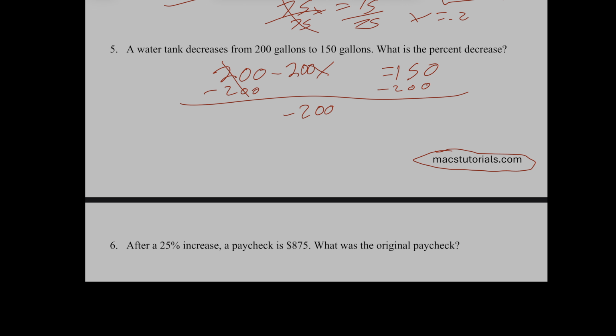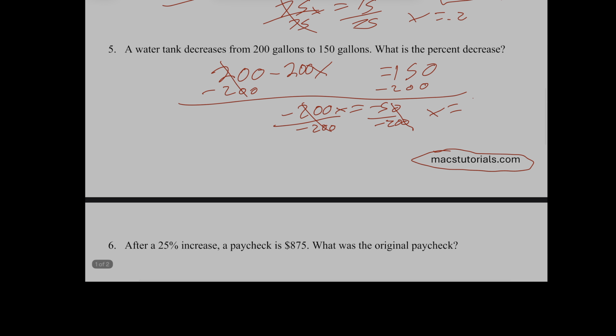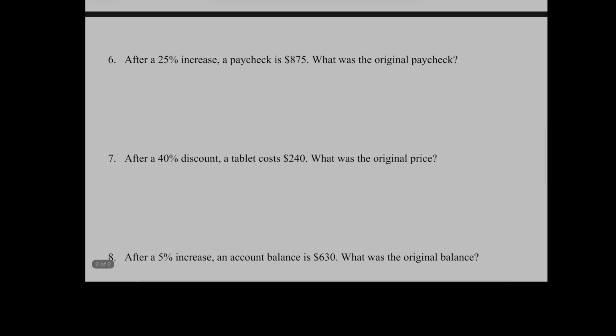Negative 200x equals negative 50. Divide each side by negative 200. Boom. x equals, well, what's 5 divided by 20? That's just going to reduce to 1 over 4, which is 0.25, which is another 25%. Okay? And that's how we do that.